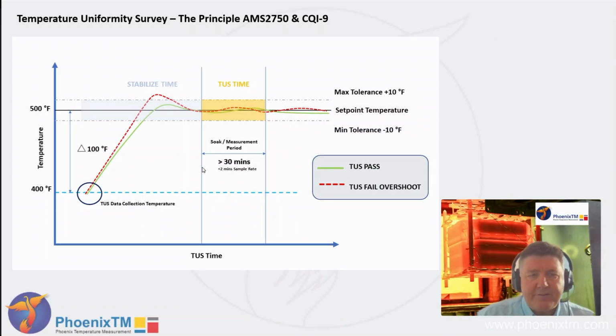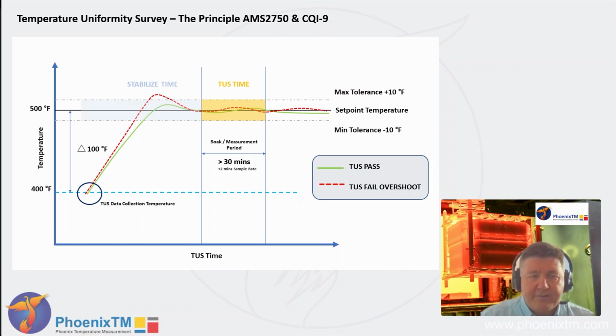Before we go into detail as to how to set up TUS levels, it's probably worthwhile just simply reviewing, from this simple schematic on the slide, what the TUS level is and how it's worked in the temperature uniformity survey. You can see here we have a schematic showing a TUS setup at a single temperature of 500 degrees Fahrenheit. You'll see that there are distinct zones, one referred to as the stabilized time.